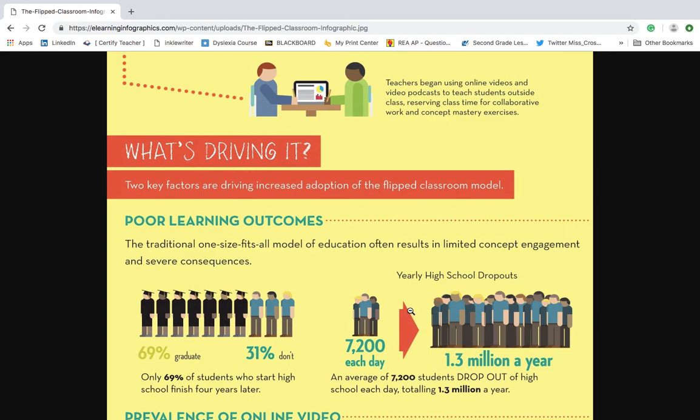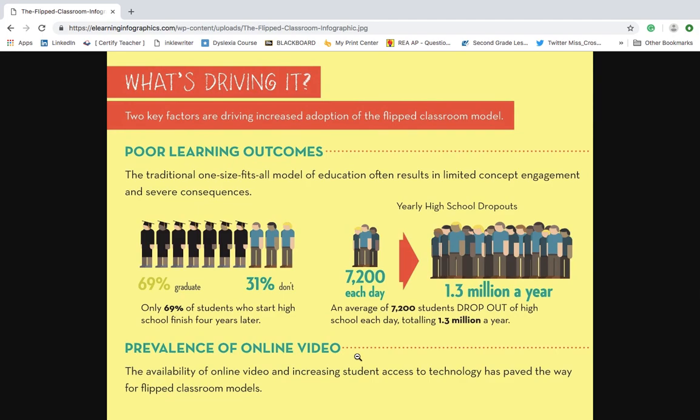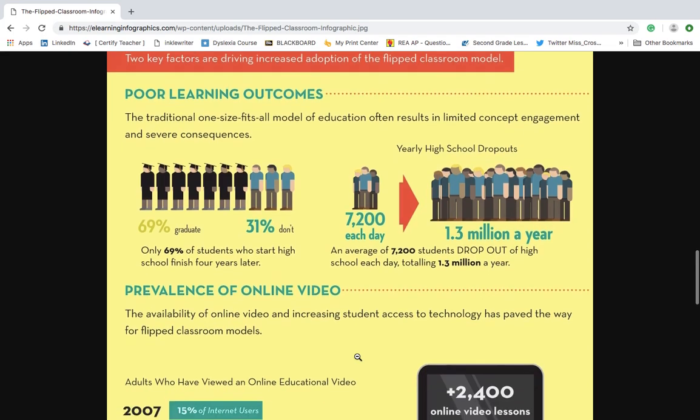If you go over here, the yearly high school dropout rate, 7,200 each day. Just look at that number one more time. 7,000 alone is a number that just wowed me. But 7,200 students each day drop out of high school, which equals 1.3 million students a year. That is just unacceptable, and we have to do something that changes.